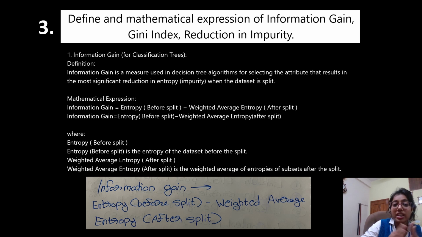Mathematical expression is information gain can be written as entropy before split minus weighted average entropy after split, where entropy before split is the entropy of the data set before the split, and weighted average entropy after split is the weighted average of entropies of subsets after the split.